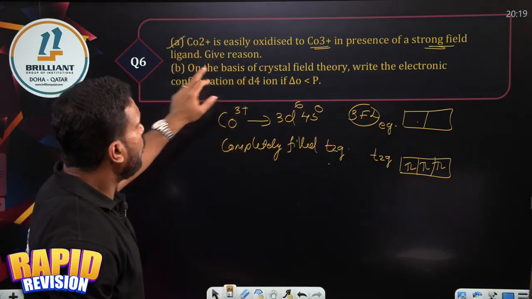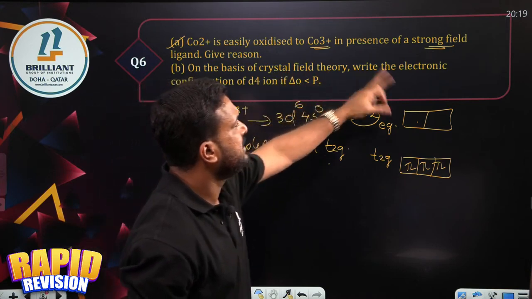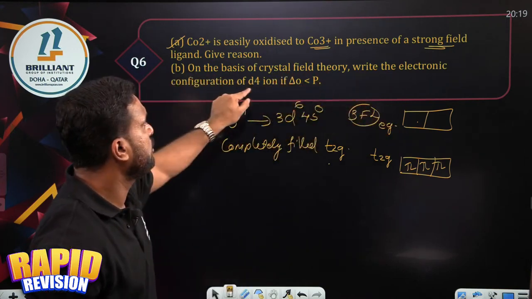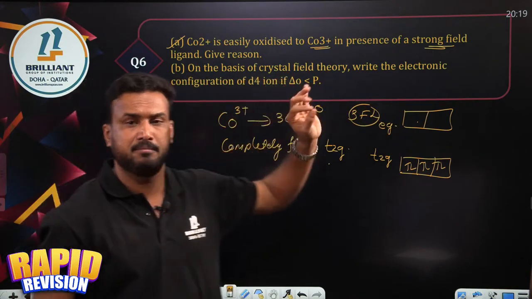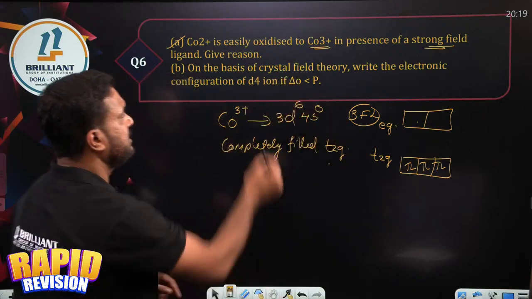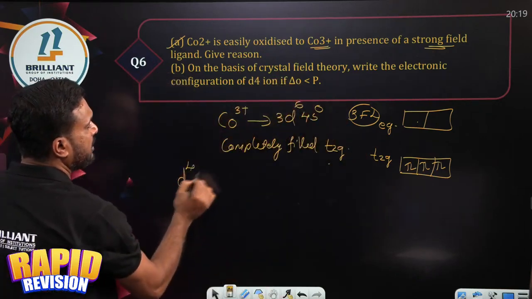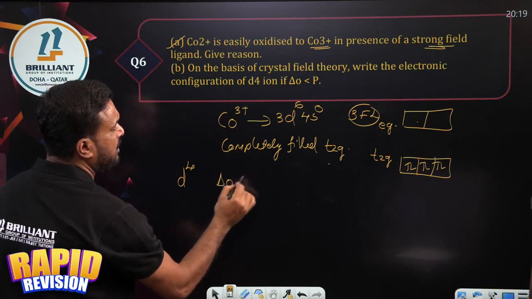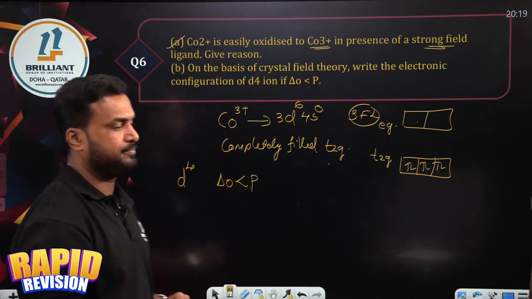Go for the second. On the basis of crystal field theory, write the electronic configuration of d4. These are the questions from different board papers. Again they are asking d4, and the condition is what? Delta O less than P. You do it yourself.